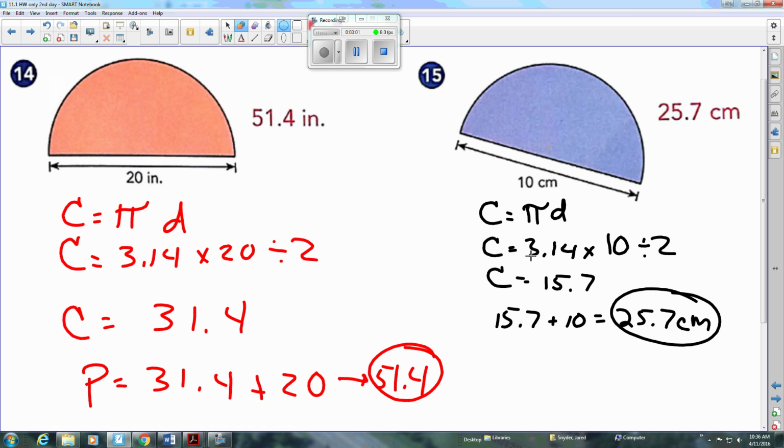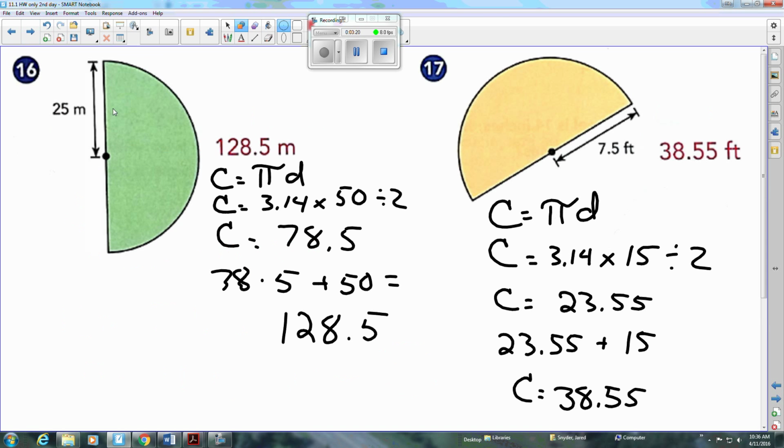Same thing here. The arc is going to be 3.14 times 10 divided by 2, because that's half a circle. Then you would add that 10 on. So you get 25.7, because we're still going all the way around it. Even though you guys are getting used to finding the arc, that additional 10 is needed. So it's really asking for the perimeter of that shape.